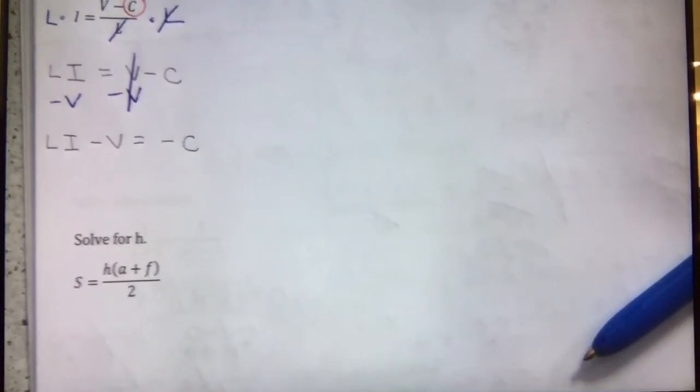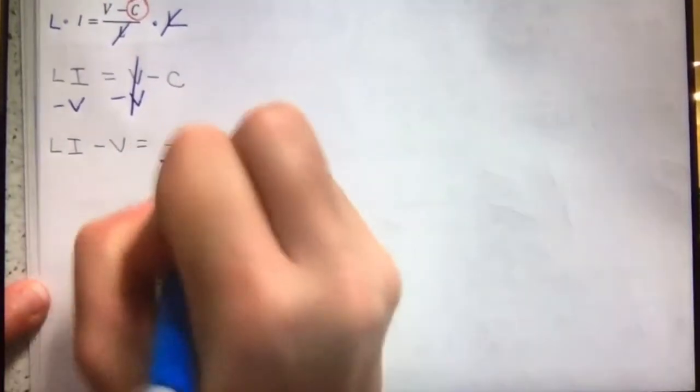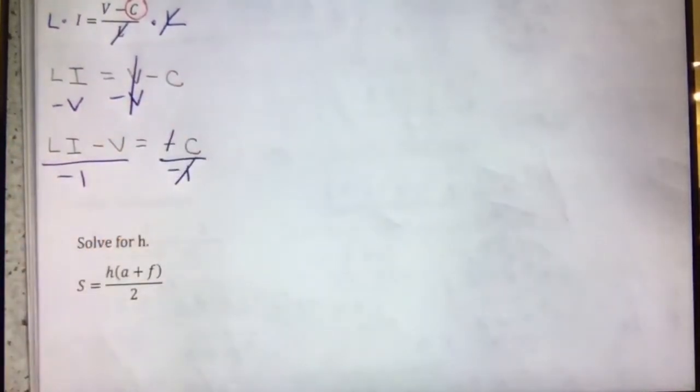Last but not least, I need to get rid of that negative. What is that negative doing to C? Adding, subtracting, multiplying, or dividing? Multiplying, so I need to do the opposite. We're going to divide both sides by negative 1. Notice I'm dividing the whole left side and the whole right side by negative 1.